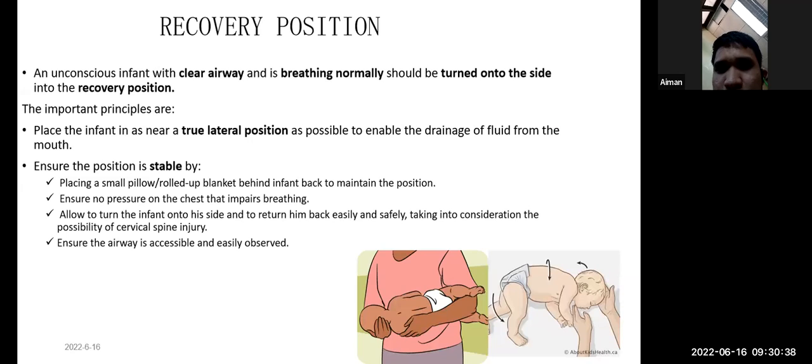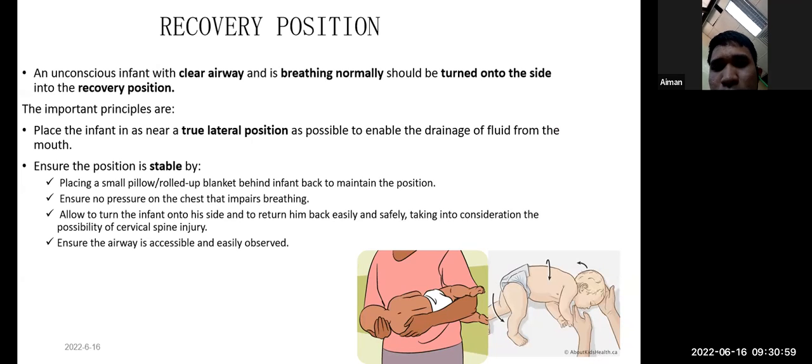So okay, next is the recovery position. Any unconscious infant with a clear airway who is breathing normally, we will turn onto the side into the recovery position. Basically the principle is to place the infant as near as possible to a true lateral position, because we want to enable the drainage of fluid from the mouth.